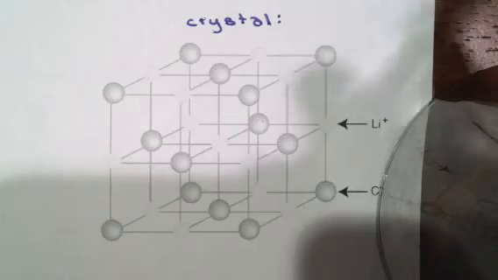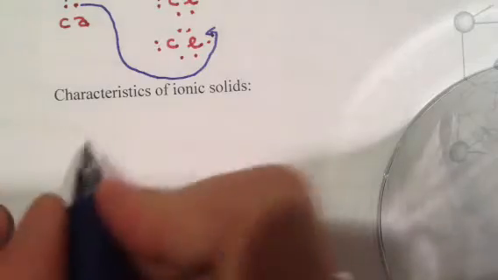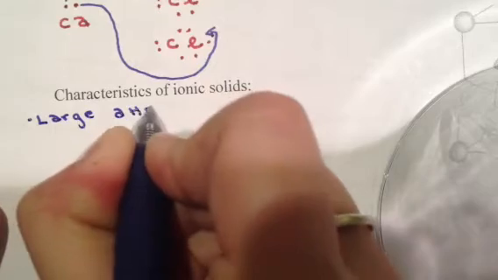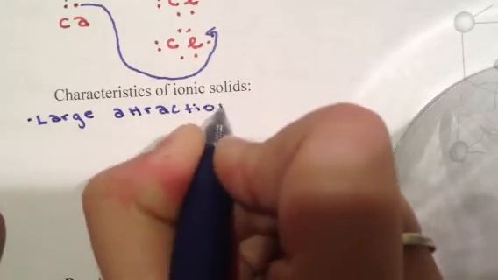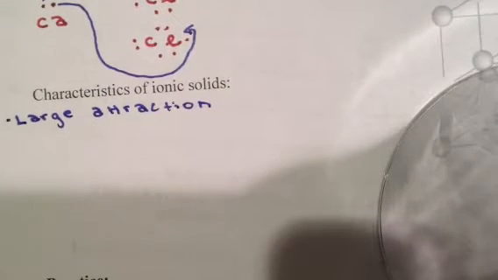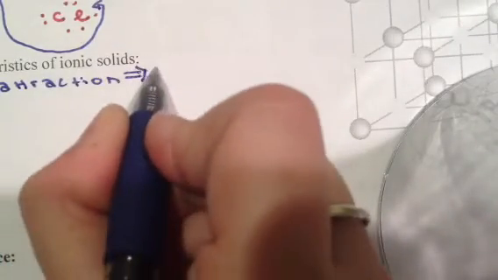Okay? Ionic solids, as a result of this crystalline structure, there is a large attraction between their ions. So, first of all, there's a large attraction, whether it's between magnesium oxide or calcium chloride, it doesn't matter. There's a really strong attraction as a result of this crystal structure, and we can look at it more in class. But as a result of this large attraction, okay, ionic solids have a very high melting point.